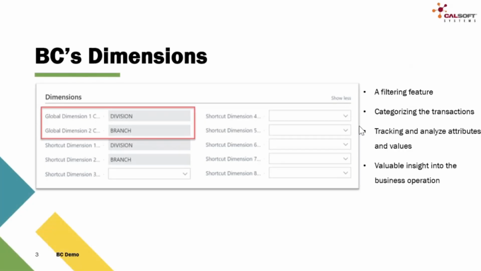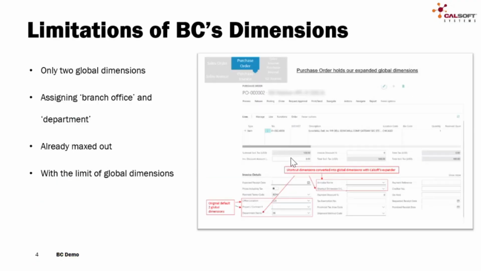Next, let's jump into the first one, which is the Business Essentials dimensions. It is a filtering feature, categorizing transactions, tracking and analyzing the attributes and values, and also providing valuable insights into the business operations. As you can see from the screen, we have 2 global dimensions and 8 different shortcut dimensions in the Business Essentials system. So this is just an introduction to the dimensions inside the Business Essentials system.